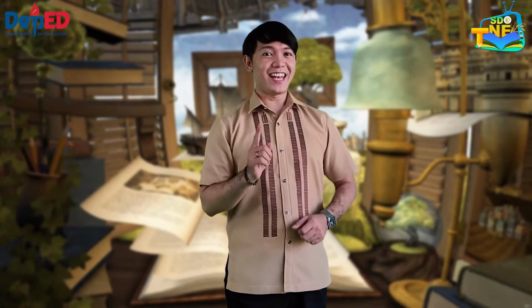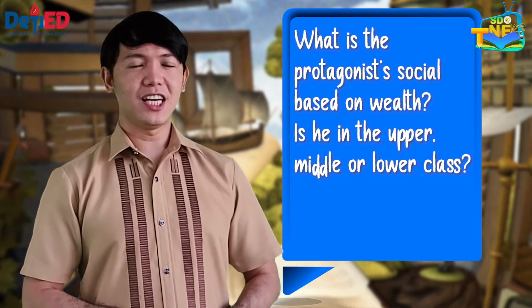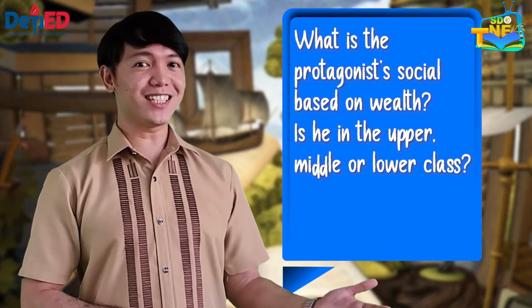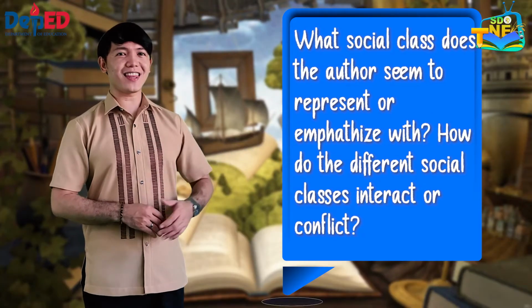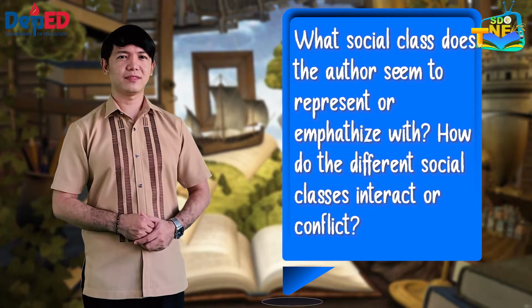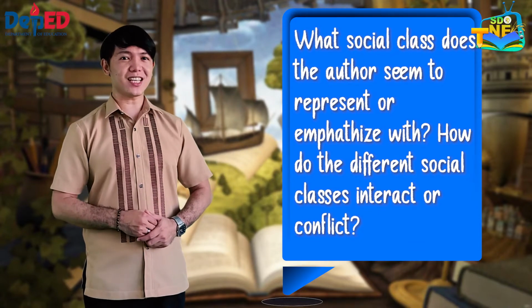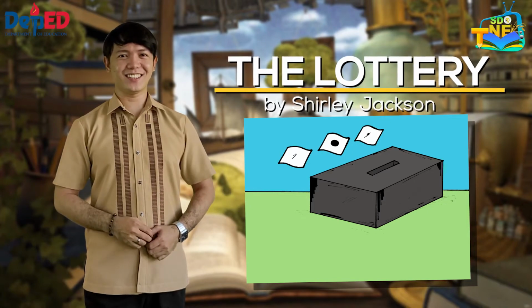Great! Now, I want you to ask these questions as you listen to the short story. What is the protagonist's social base on wealth? Is he in the upper, middle, or lower class? What social class does the author seem to represent or empathize with? How do the different social classes interact or conflict? Are you ready to listen? Great! The Lottery by Shirley Jackson.